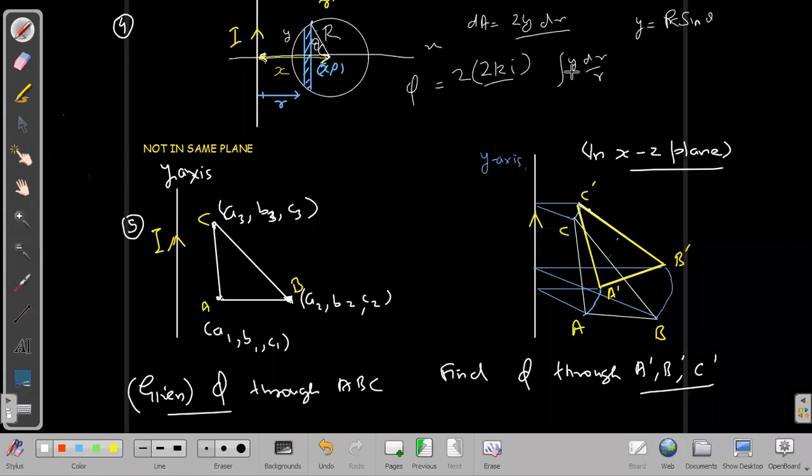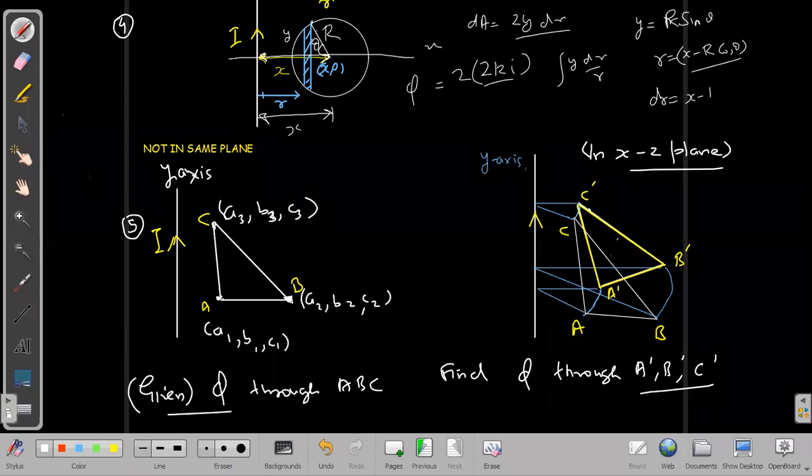Now we will do it by putting the value of capital R here, and small r also I should put something. If I know the distance up to the center is given as x, then small r is equal to x minus capital R cos theta. That also I will put here. dr I will be getting as x minus r into the derivative of cos, which is minus sine theta. Sir, dr is equal to capital R into sine theta d theta.